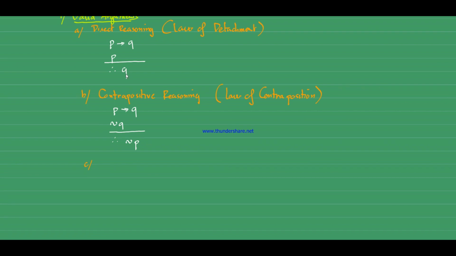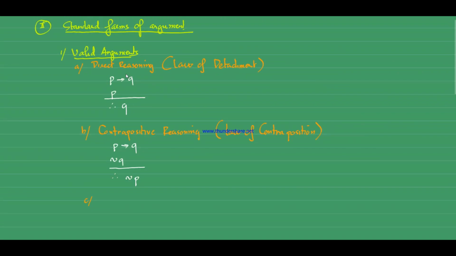Okay. And the third valid argument is called transitive reasoning. Transitive reasoning.